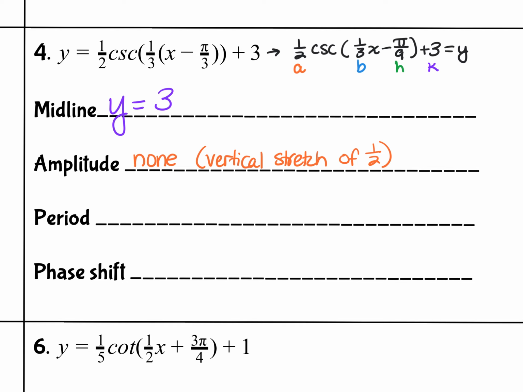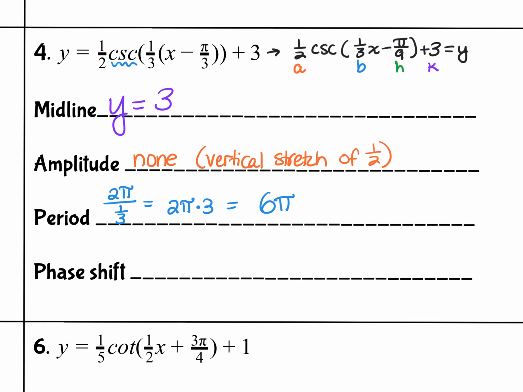The period, we take the default period. We're looking at cosecant, which has a default period of 2 pi, and we divide by our b value, which is 1/3. And we just did one like this. 2 pi times 3. So the period of this function is going to be 6 pi.